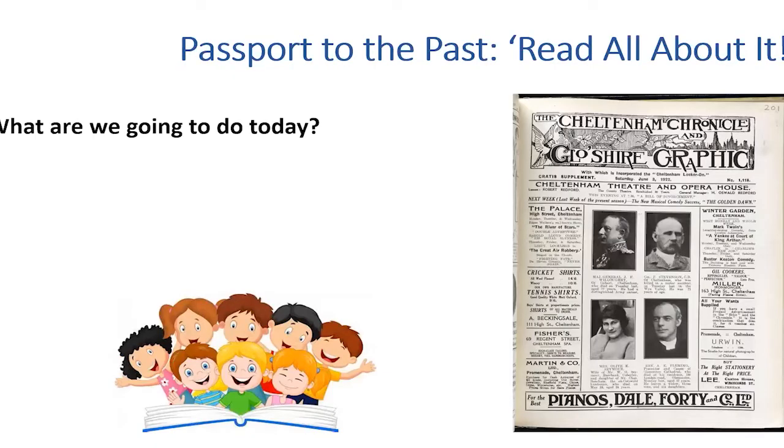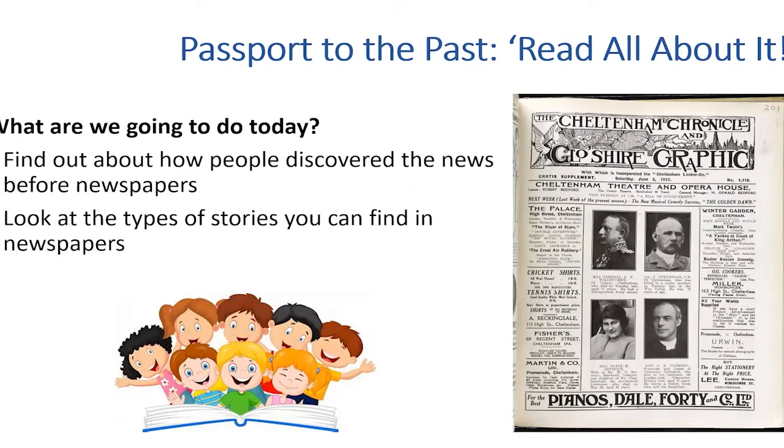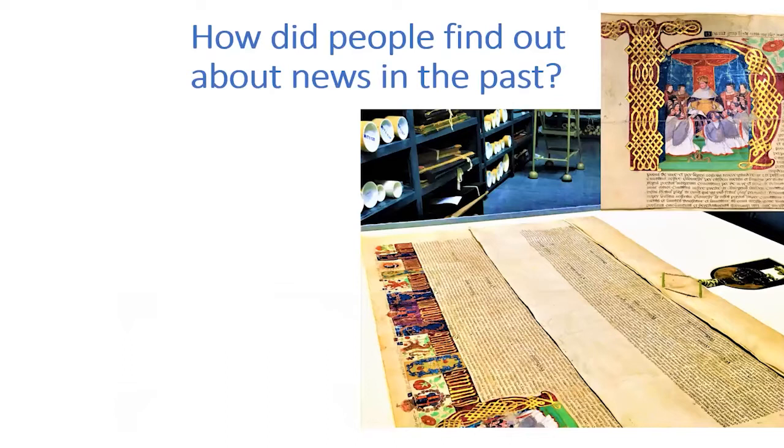So what are we going to be doing today? Well, first of all, we're going to be finding out about how people discovered the news before there were newspapers. We're going to be looking at the type of stories you can find in the newspapers. And finally, as I said at the beginning, we're going to have a go at you making your own newspaper. So how did people find out about news in the past?